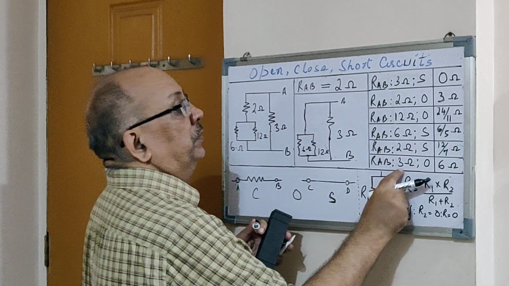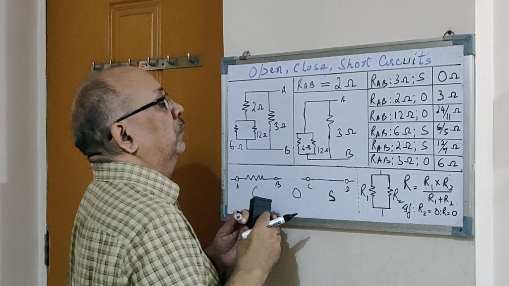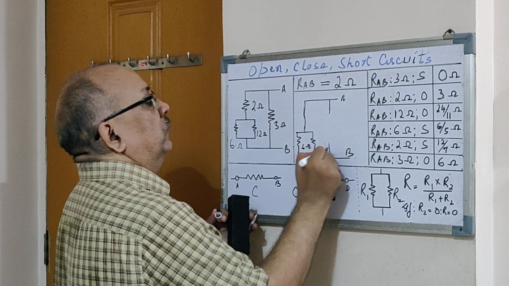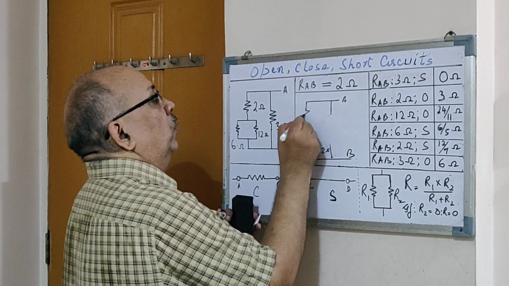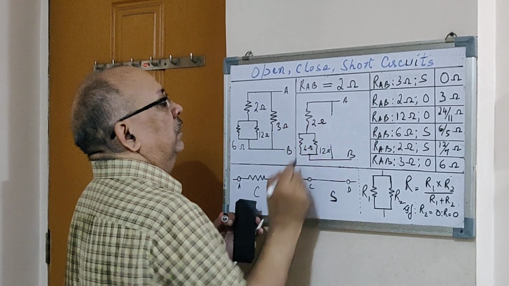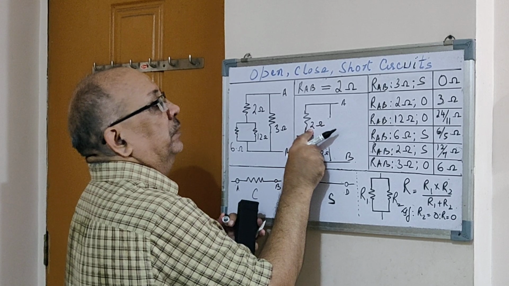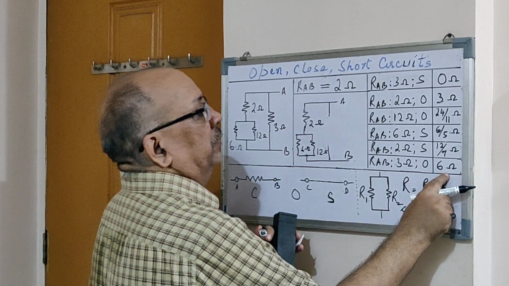Last is 3 ohms if open. If 3 ohm becomes open, then I have to remove this. It is as good as this configuration. My 2 ohm will come to the original position. This 6 and 12 in parallel give me 4. 4 in series with 2 give me 6. So the total resistance comes out as 6 ohms.